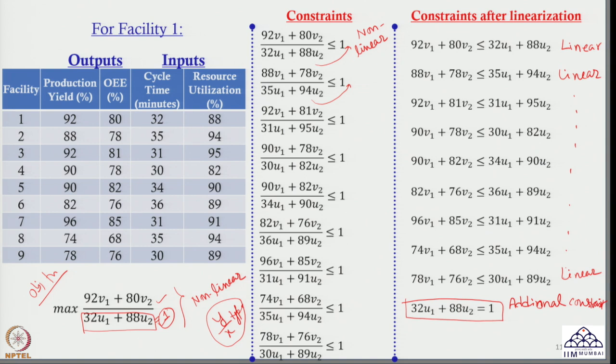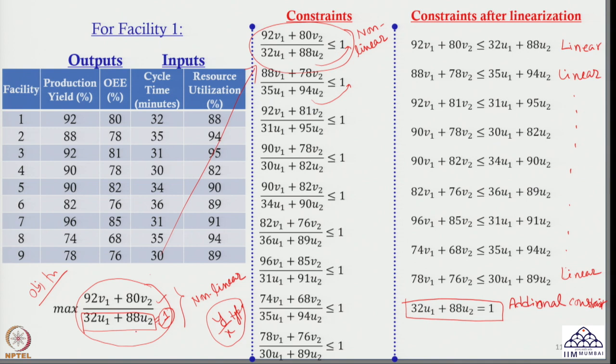So therefore, if I make sure that the denominator is 1, the numerator, by virtue of this constraint, because I also have this constraint, so this constraint makes sure that this term, 92 v1 plus 80 v2 plus 32 u1 plus 88 u2, is my objective function. And if I compare this objective function with this constraint, the objective function cannot take a value more than 1. It has to be less than or equal to 1, because the definition of efficiency says the efficiency value has to be less than or equal to 1.